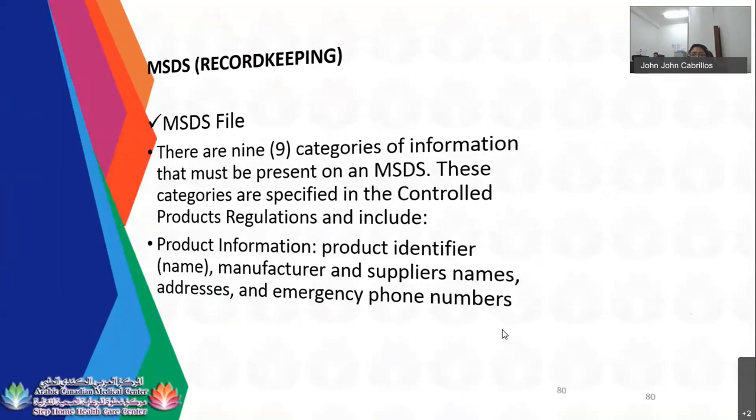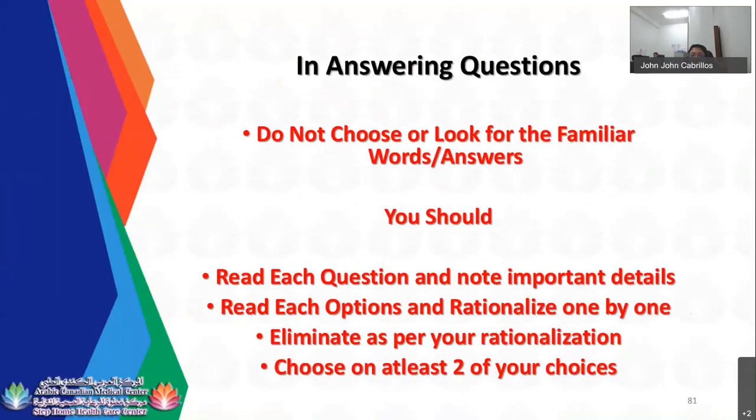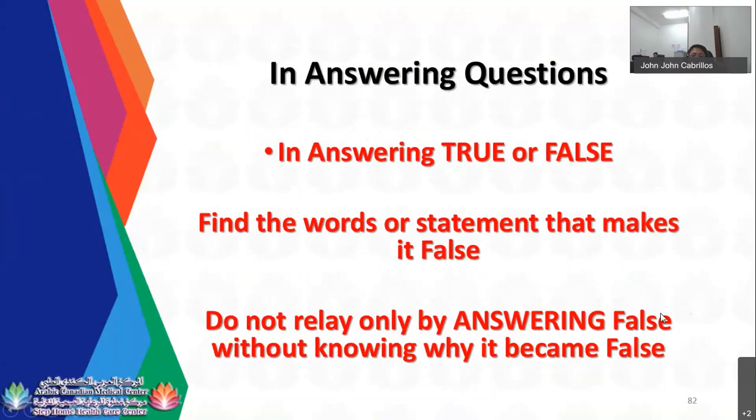So let's do the practice test. Do not choose or look for the familiar words or answer. You should read each question and note important details. Read each option and rationalize one by one. Eliminate as per your rationalization. Choose at least 2 of your choices. So you need to practice this well, even at home. In answering true or false, find a word or statement that makes it false. Do not rely only on answering false without knowing why it became false.